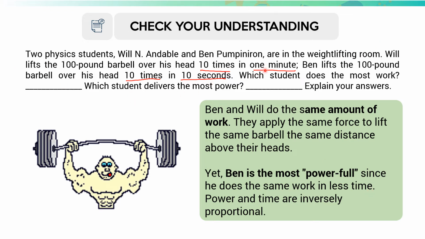Will, naangat niya 10 times in 1 minute, meanwhile Ben, naangat niya 10 times in 10 seconds. Power and time are inversely proportional with each other. Okay, I hope that's clear.